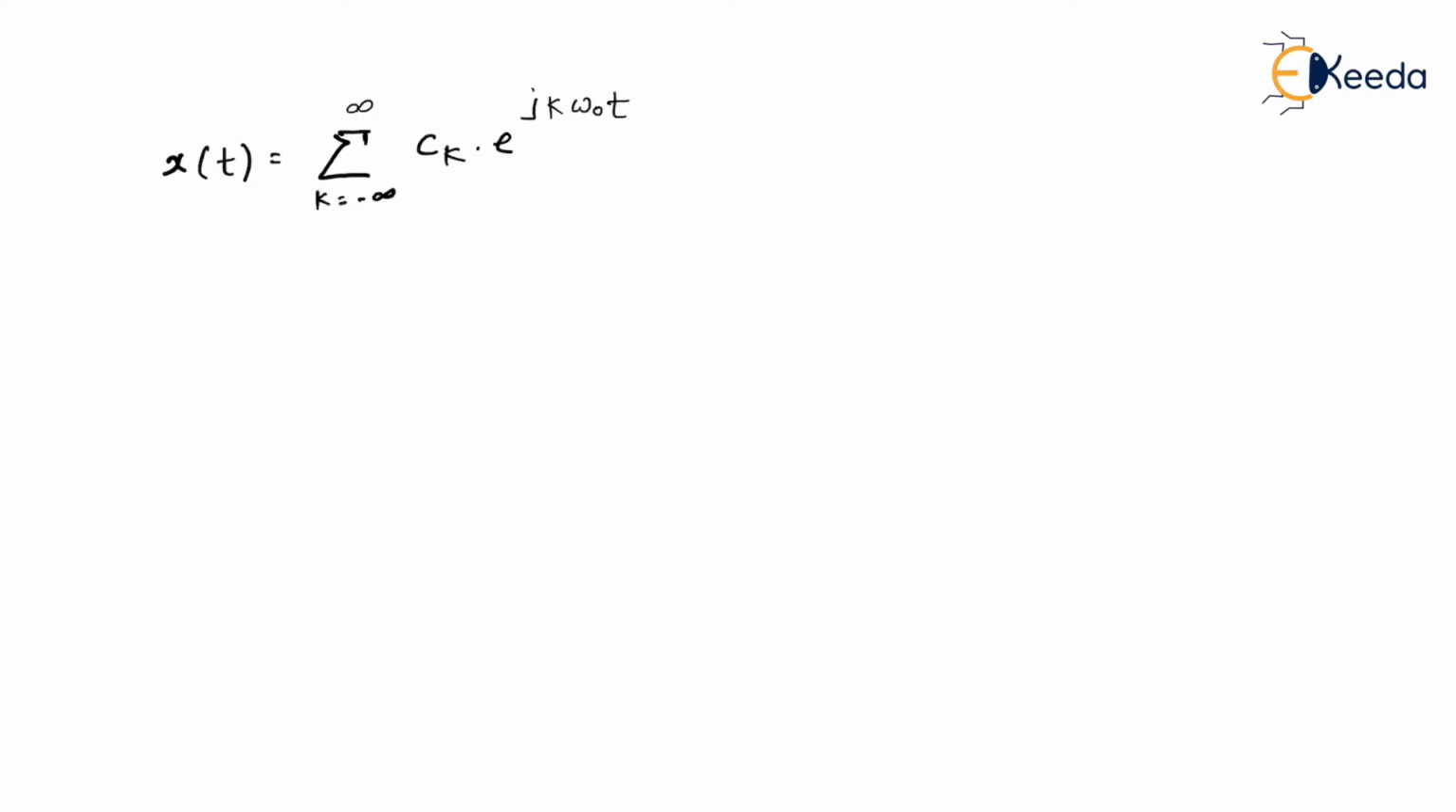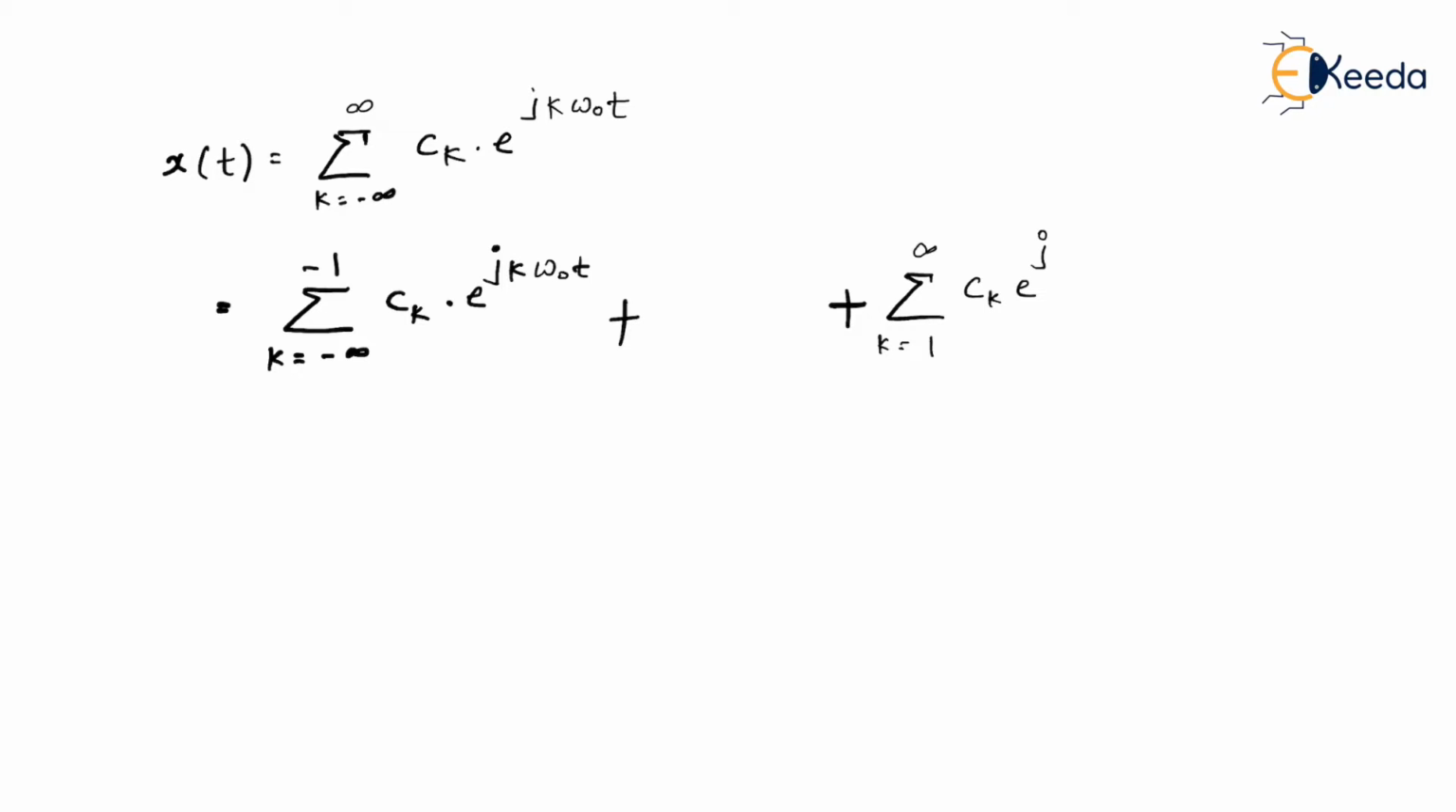So what I'm doing is partitioning this summation into three parts. The first part will handle k ranging from minus infinity to minus 1, with ck e to the power j k omega naught t. Along with negative values, we should have positive values also. To handle positive values, we have another summation operator, k equal to 1 to infinity, ck e to the power j k omega naught t.